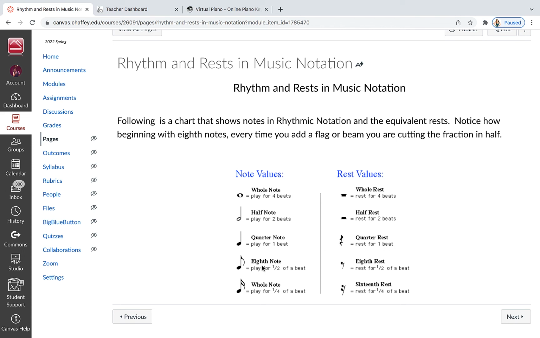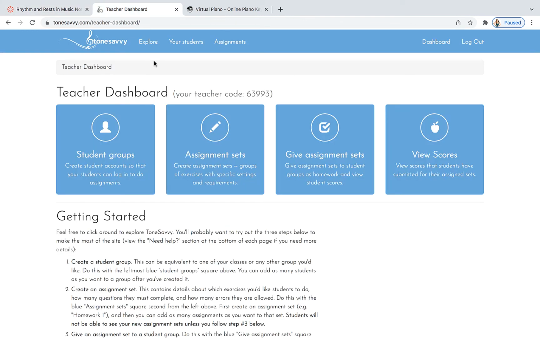Rest for 1 beat. There's the 8th note, the half of a beat. And the 8th rest looks like this. And they made a mistake here. That's not a whole note. That's obviously a 16th note. 16th rest. Okay, so let me show you how that works in the music notation.